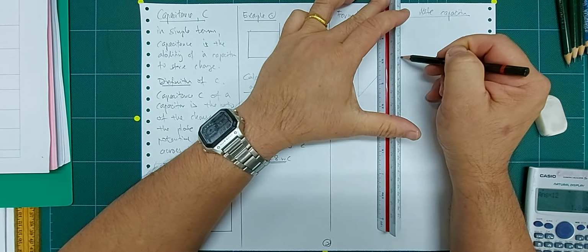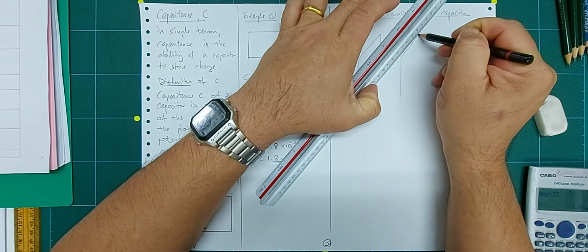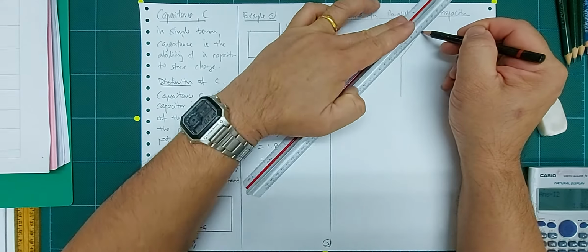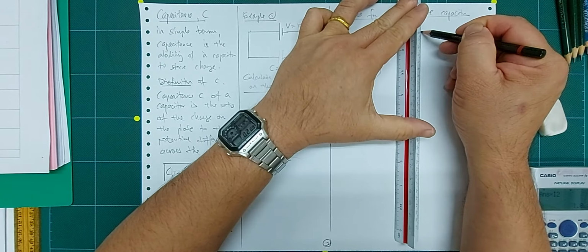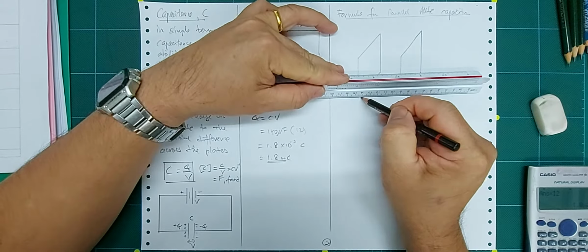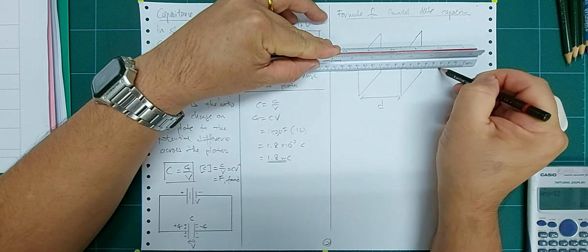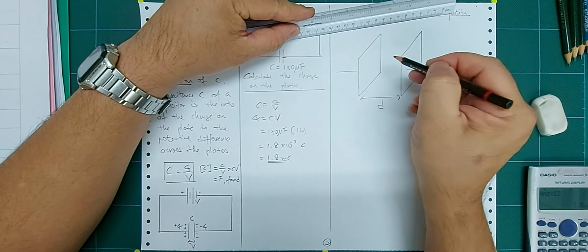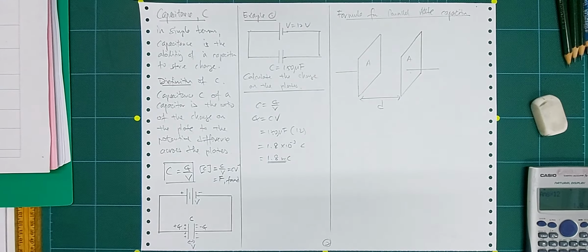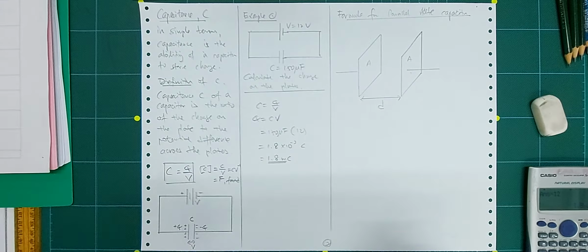Another one here. One here. Okay, and then we assume that the separation is D, connected to positive and negative terminal, and the surface area is A. Okay, now let's assume at the moment we don't put anything in between.